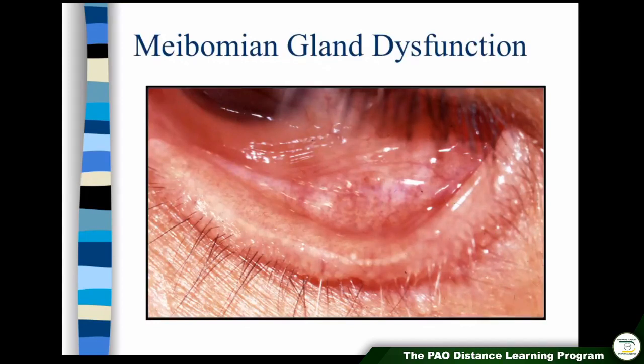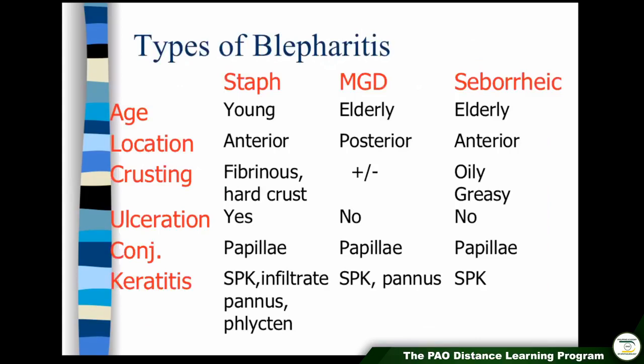So patients will be older, as mentioned earlier, and they will complain of discomfort, burning sensation, very similar to dry eye disease. So that's the thing that you have to rule out. When you get a patient with those complaints in that age group, around the eye, you have to think, is it MGD or is it due to dry eye? Very often they exist together, so you have to consider both conditions. Okay, so this is just a tabulation of the main differences. Staph, young patients; MGD and Seborrhea, elderly. Location: Staph is anterior, MGD more posterior, Seborrhea anterior.